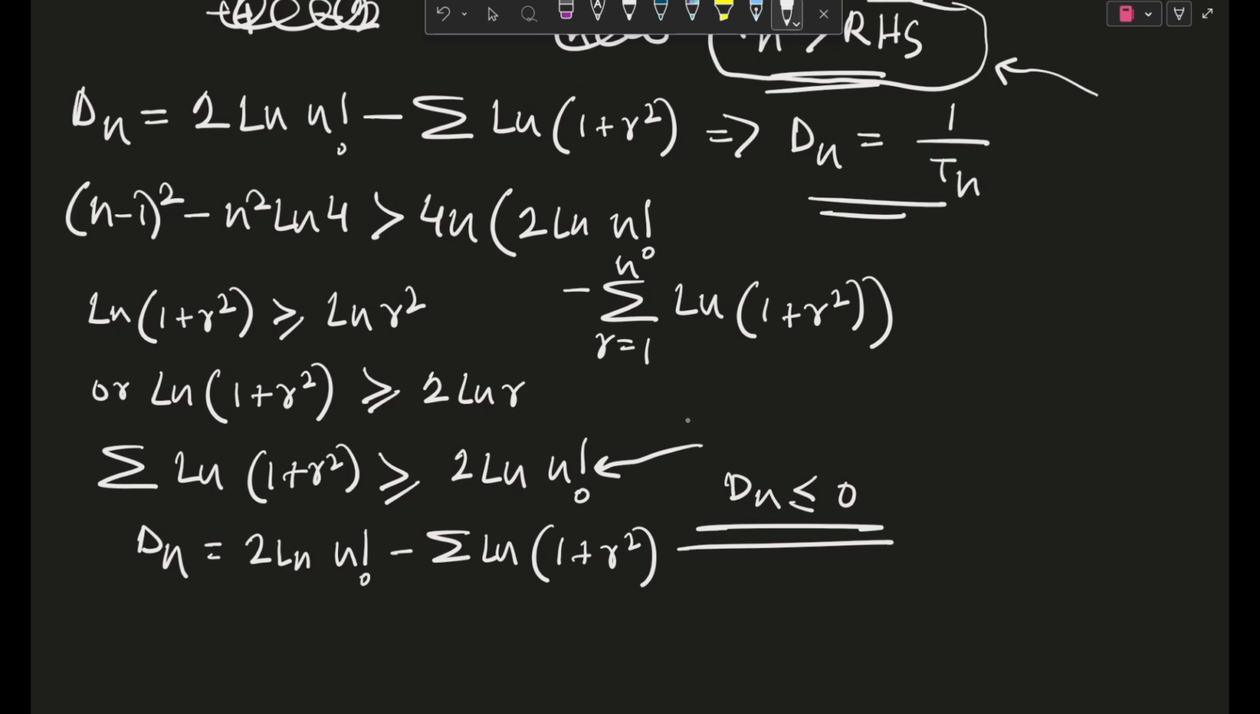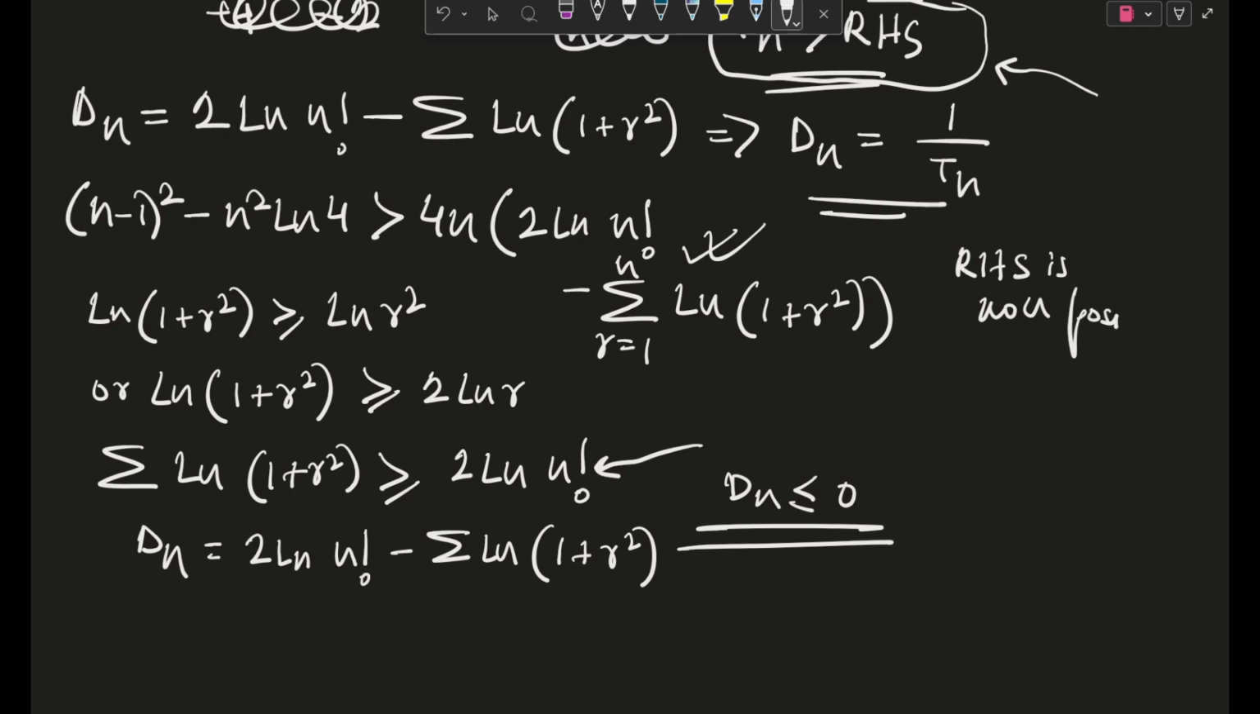You will see that, and the reason being, why less than or equal to: if you put 0 in place of n, 0 factorial minus sigma ln of 1 plus r square is summing up to 0. So 0 factorial is 1, 2 ln 1 minus ln 1 will be 0, right? So that's why I have written less than or equal to 0. So in this particular expression, the inequality that we wrote here, the RHS is non-positive.